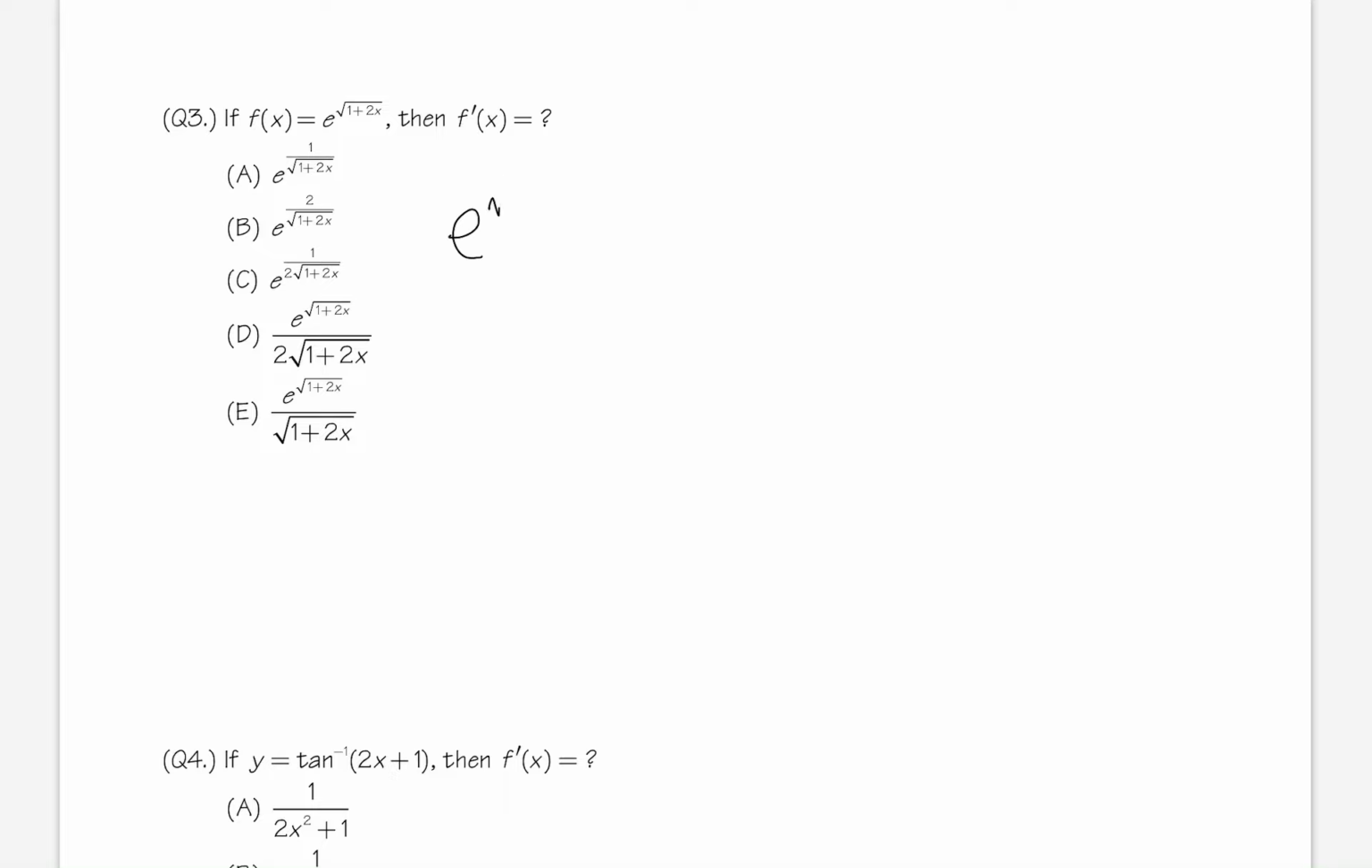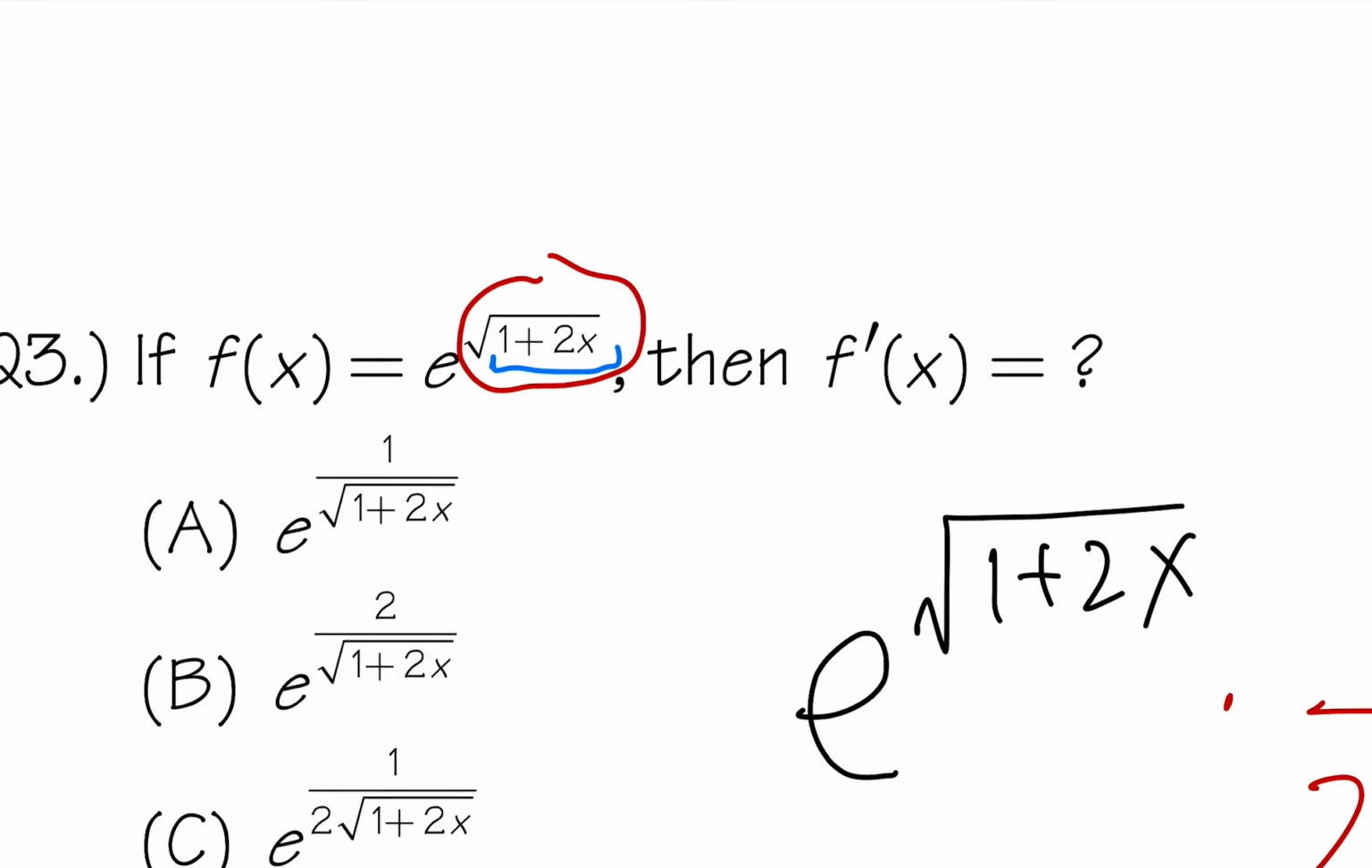We have e to the square root of 1 plus 2x. Then we look at what we have in the exponent, which is the square root function. Take the derivative of that because it's a chain rule. The derivative of the square root, the big picture is 1 over 2 times the square root of whatever we have inside. So that will be 1 plus 2x. But we are not done yet because we have to look at the inside one more time.